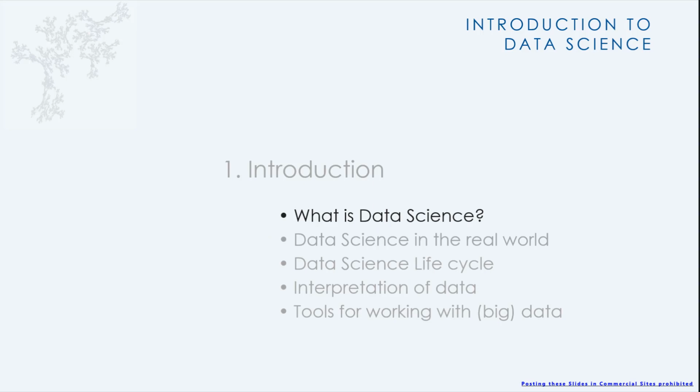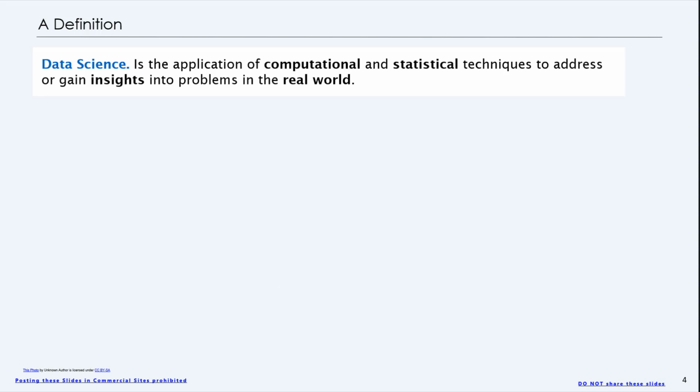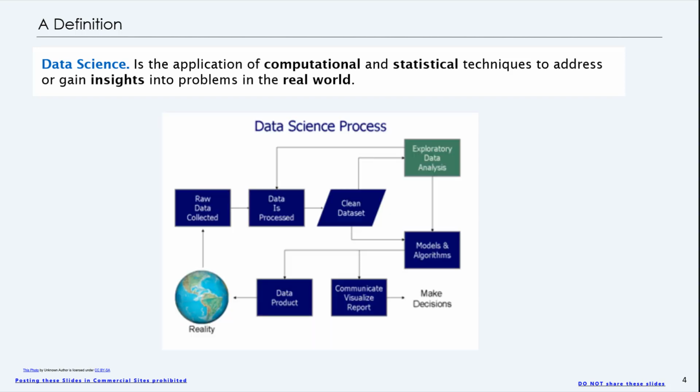So I'll go over some of the topics such as what's data science and so on. And let's start with the definition. What is data science? So obviously the word says data. It involves a lot of data, the big data, and also science. Science means that something that we can create that's repeatable. So it's really the application of computational and statistical techniques to address or gain insights into problems in the real world. We collect the data from the real world and then we try to solve them.